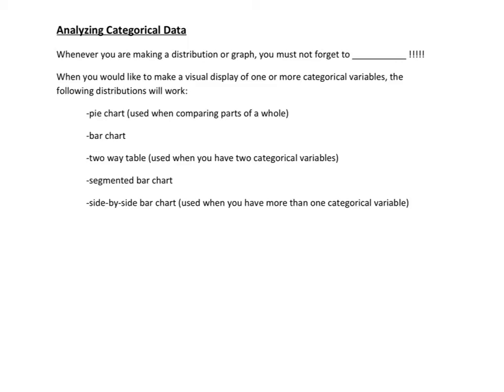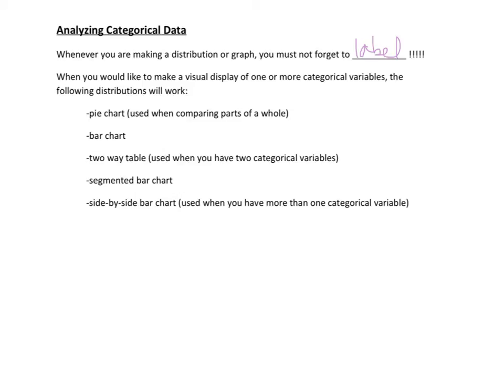So our next section is about analyzing categorical data. And the first thing I want to emphasize is that whenever you're making any sort of distribution or graph, you always must remember to label. That means give it a title, and if you have units, write down what they are.